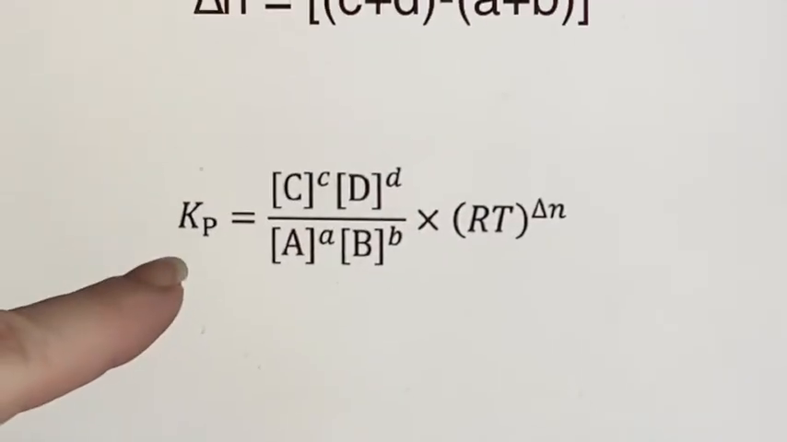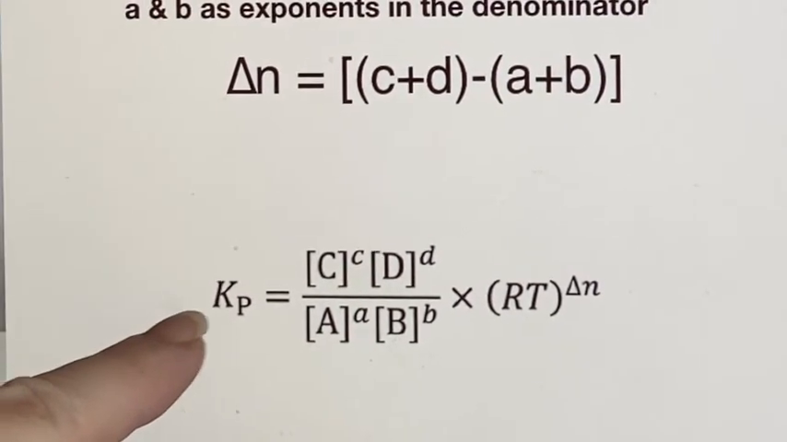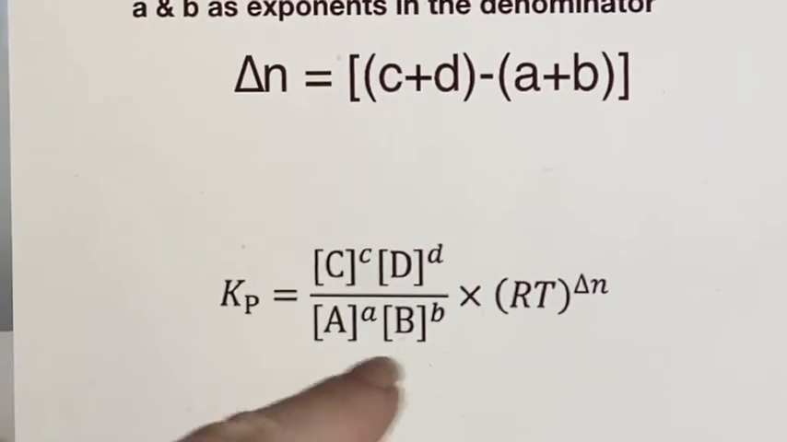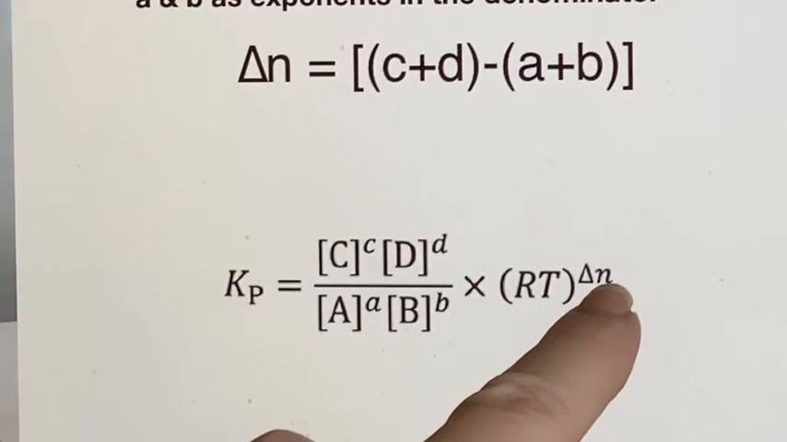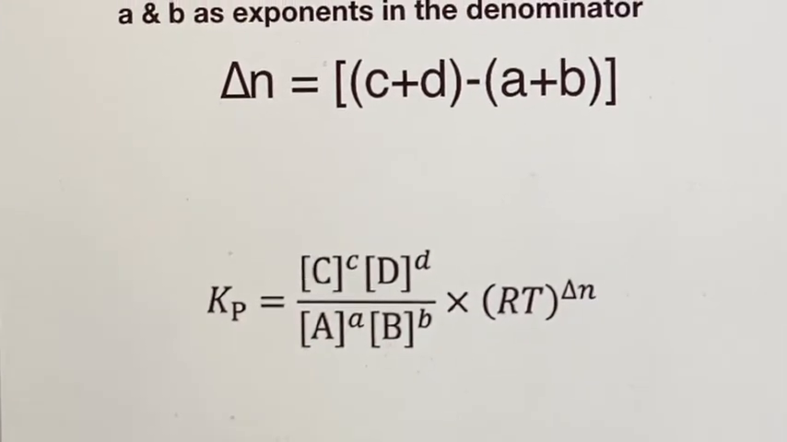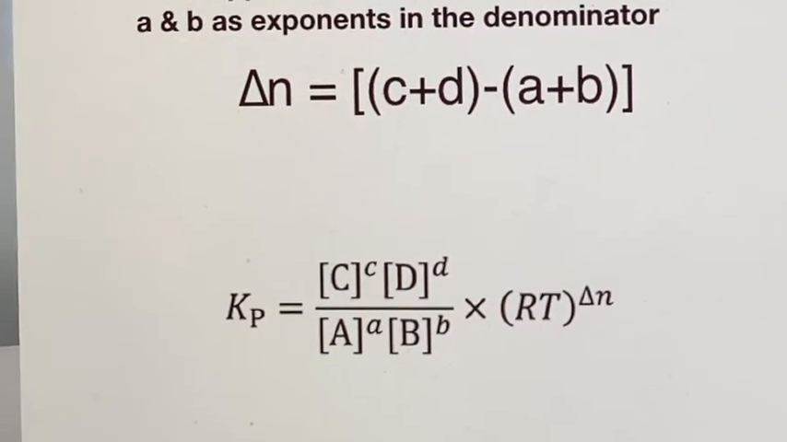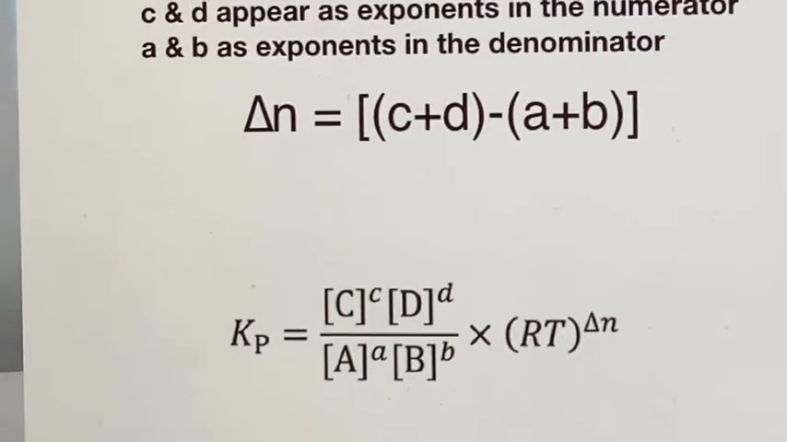And then you can write a very general equation: K sub P, this you can recognize as being K sub C, multiplied by (RT) raised to delta n, which is what happened to the number of moles. Did the number of moles of gas go up? Did the number of moles of gas go down? Whatever happened there, that's your delta n.